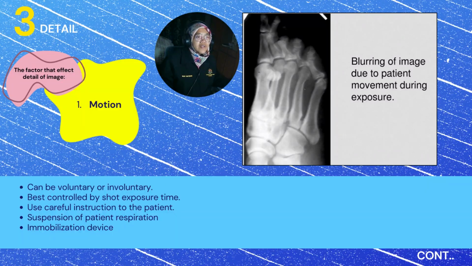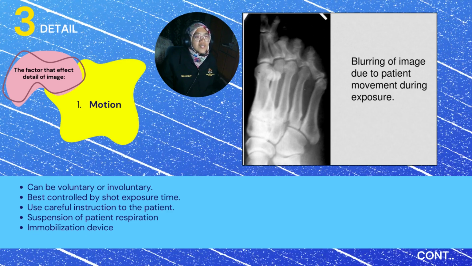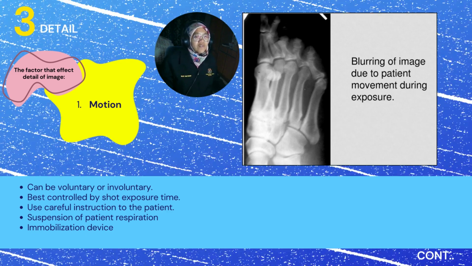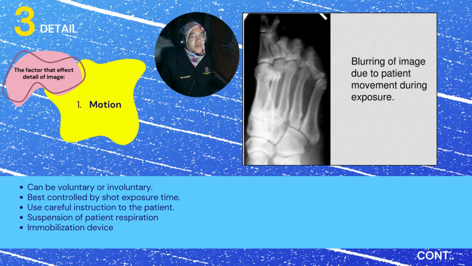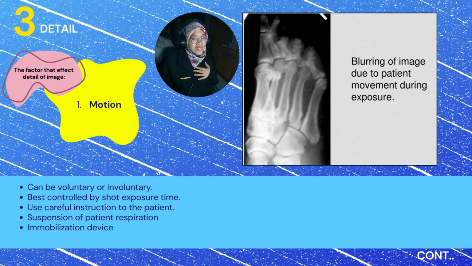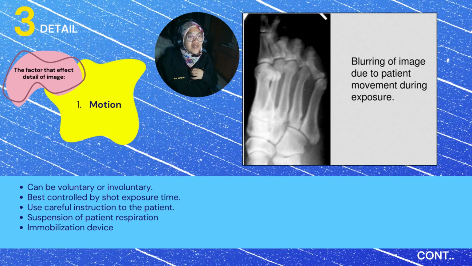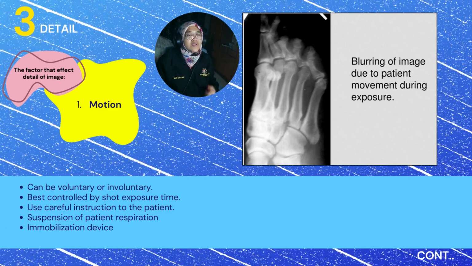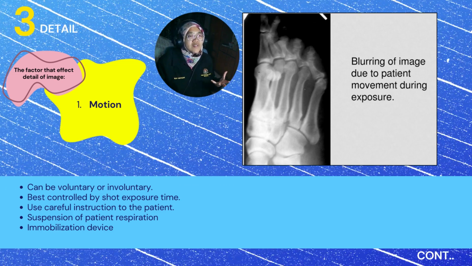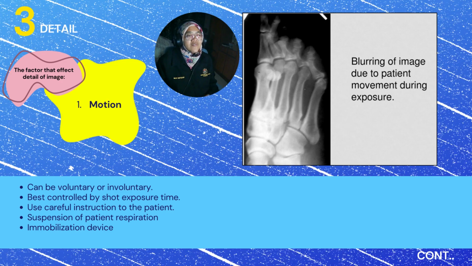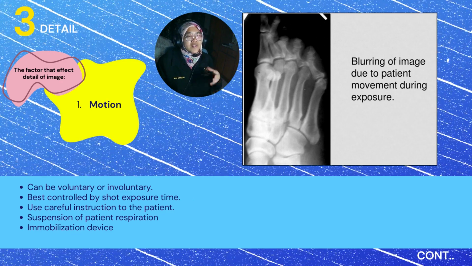The first factor that affects detail of the image is motion. It can be voluntary or involuntary. It is best controlled by a short exposure time and careful instruction to the patient. Suspension of patient respiration, so asking the patient to breathe in or breathe out and stay still when you are exposing radiation to the patient. And use an immobilization device to avoid movement from the patient.